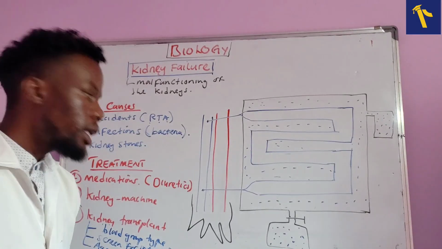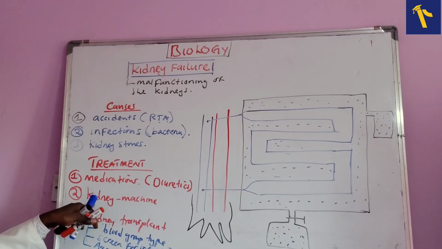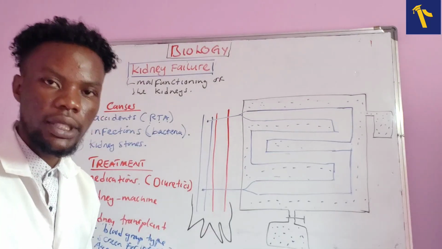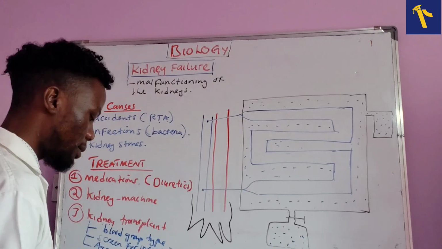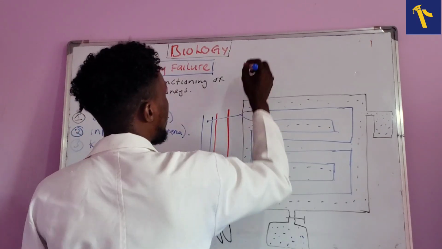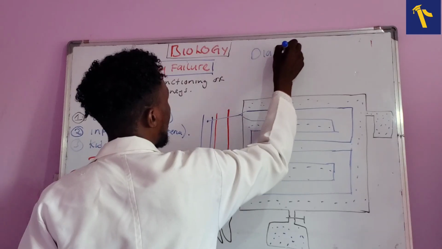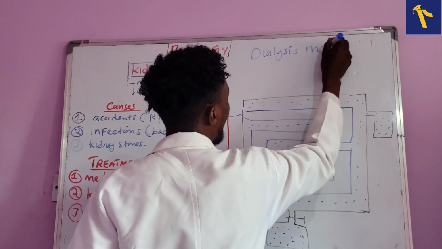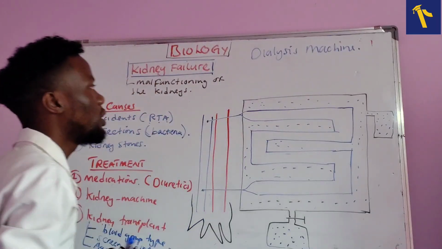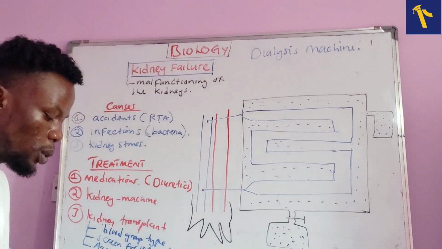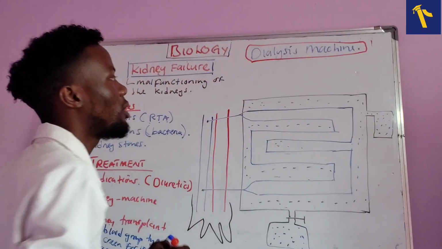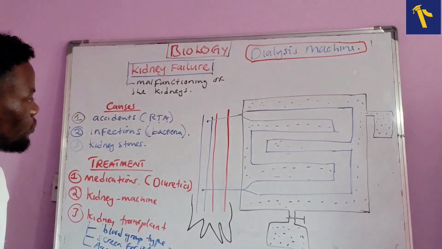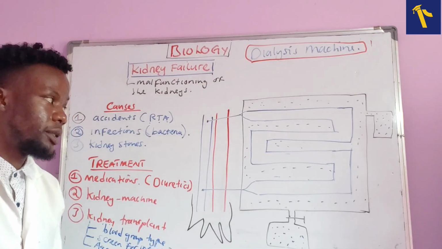Now, let us look at this treatment, which is the kidney machine. Let us look at how it works, because this kidney machine or dialysis machine, they like to bring it up during an exam. So what are we calling this machine? We're calling it the dialysis machine or the kidney machine. How does it work? Let us begin now.